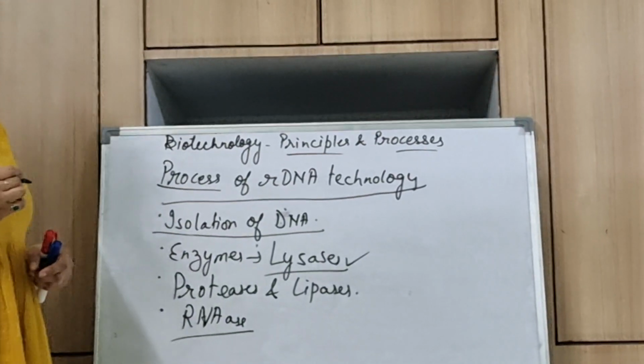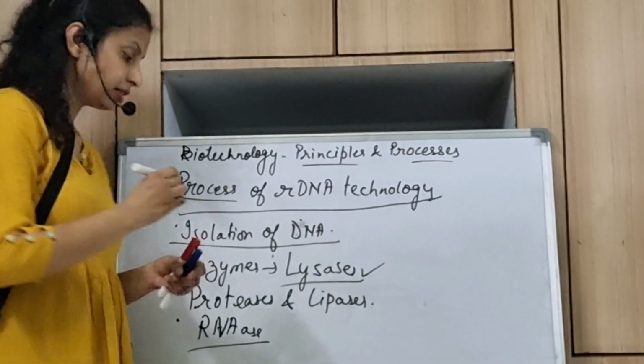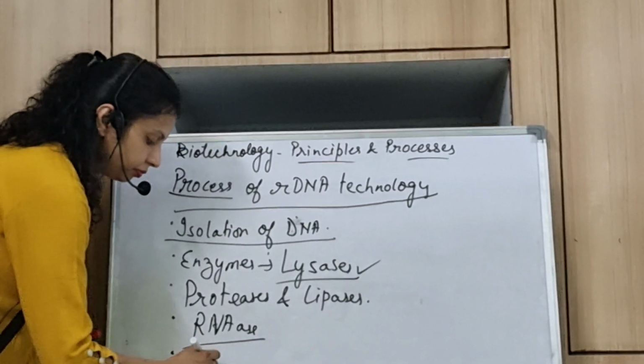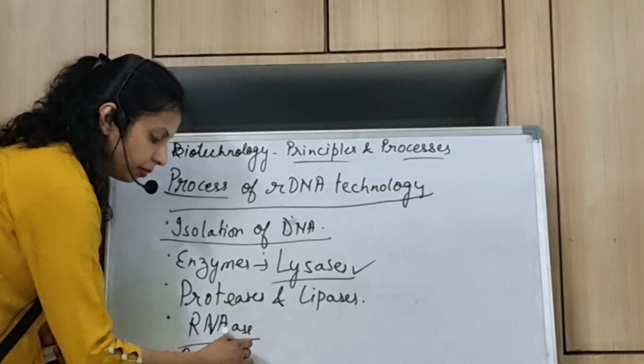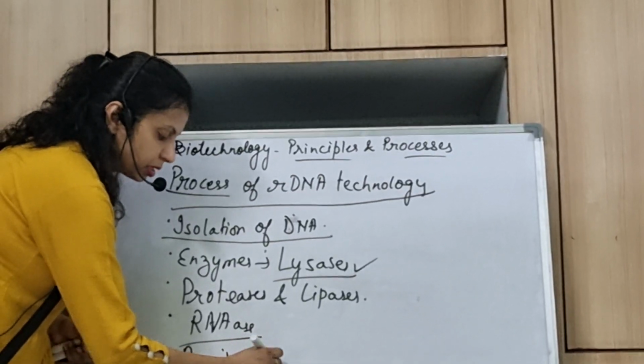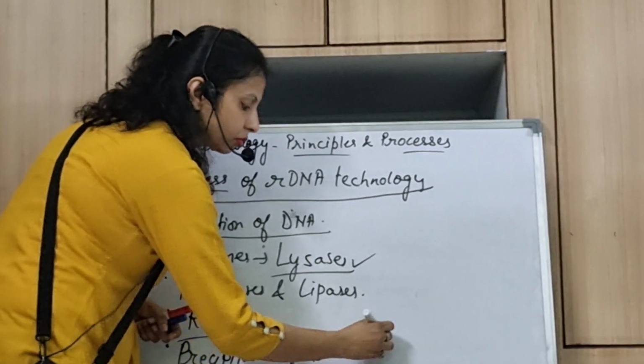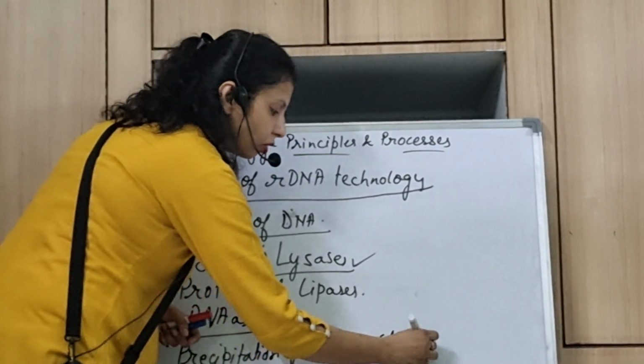RNase is used. Then the next step involved is the precipitation of DNA. Precipitation of DNA is done using chilled ethanol.